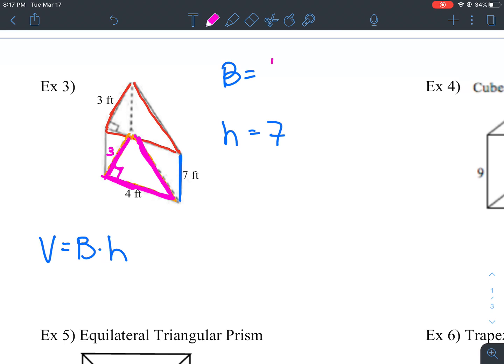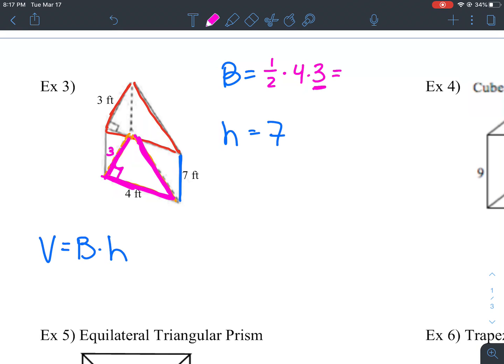So we use the area of a triangle formula, 1/2 times base times height. The height we're using in this formula, this 3, that's the height of the triangle, not the height of the overall prism. So we want to be very careful when we say H, what height are we referring to? The height of the prism or the height of the triangle that's the base of the prism?